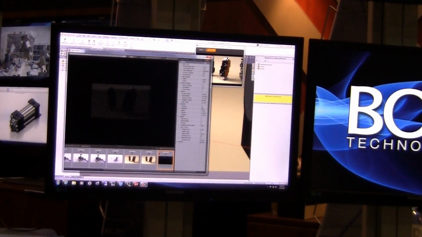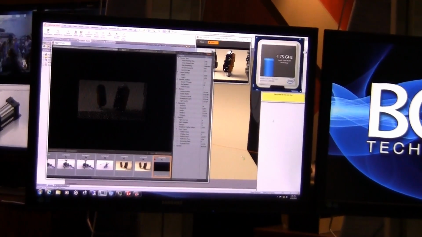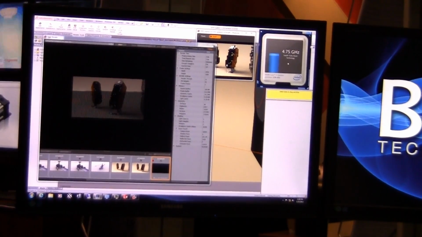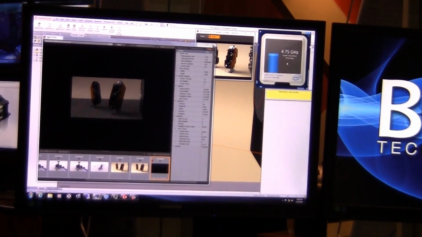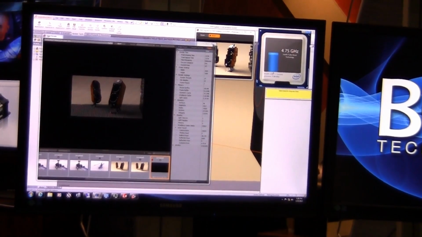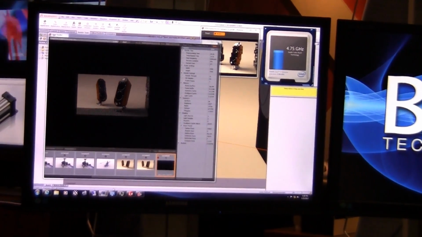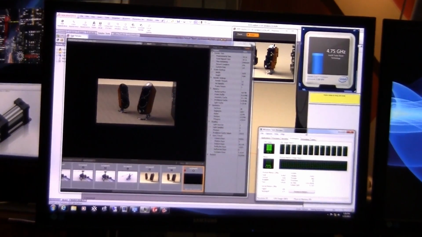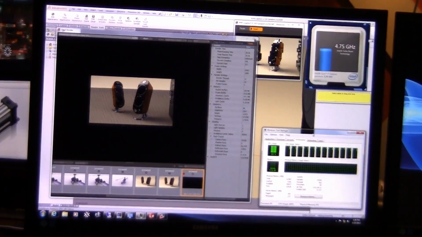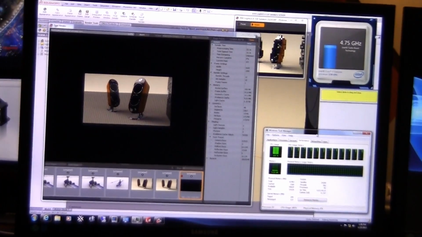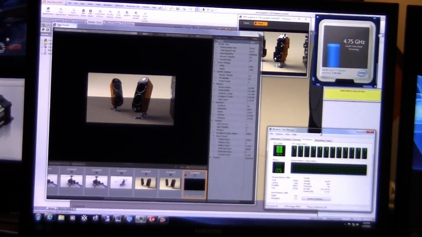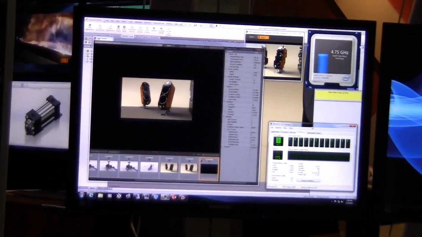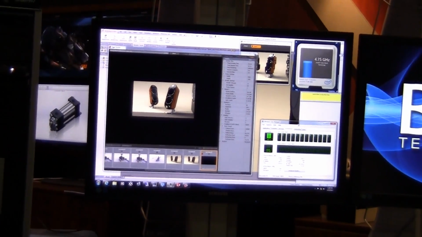And here we go, we've got that popped up, and you can see that the system's running at 4.75 gigahertz, which is just an extremely fast system. It's stable. It's really extremely quiet. It's a water-cooled system, and it's wicked fast, and it's whisper quiet. I'm just amazed at how quiet the system is for the speed that you get out of it.